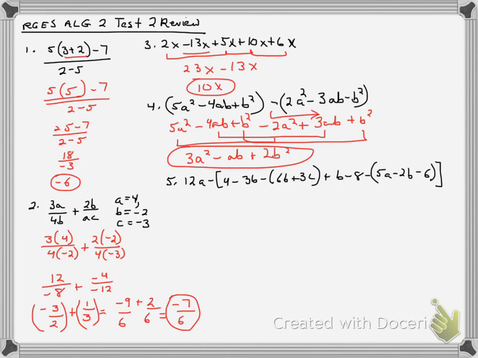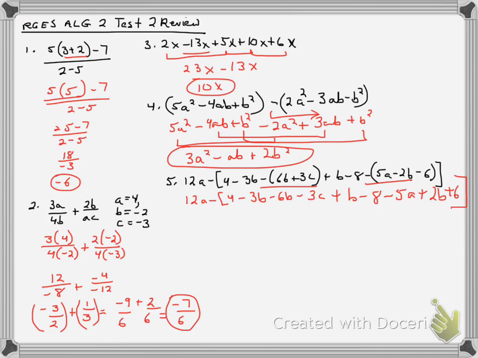Okay, so we've got innermost parentheses. We'll tackle those first, just there and there. By distributing the negative sign, we'll get 12a minus 6b minus 3c. I'm removing that inner parenthesis. Keep copying. Minus 5a plus, minus a negative is a plus 2b, minus a negative is a plus 6. And that's it. Now we've got a choice at this point.